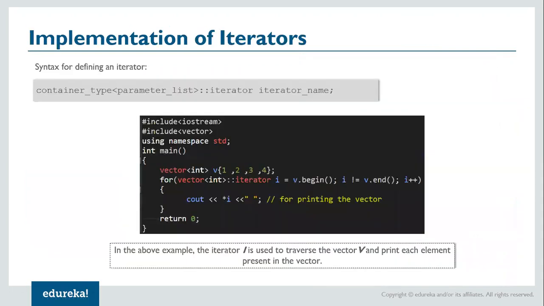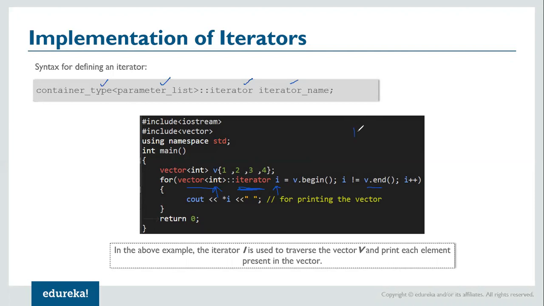So this is a small implementation of iterator. We have already seen this implementation of iterators in detail in vectors. So here what we do is we define a container type, parameter list, and then the iterator and the name of the iterator. So if you see here, we have defined a vector. This is a vector we are using with integer data type, and this is the iterator, and this is the name of the iterator, which is I. So it is pointing to the beginning of the element, and this is the end of the element.